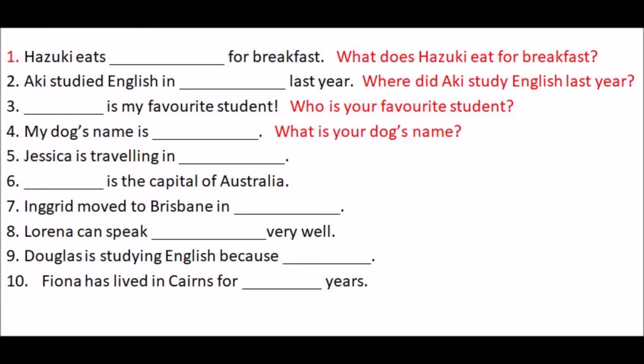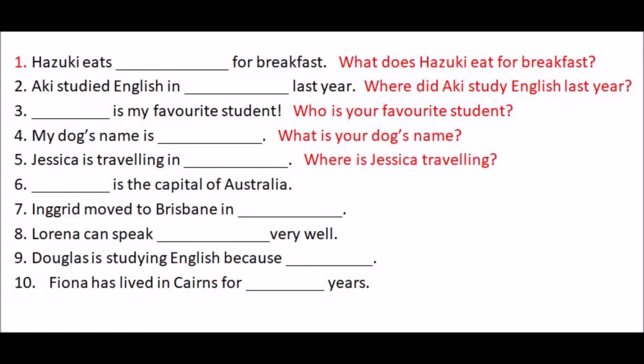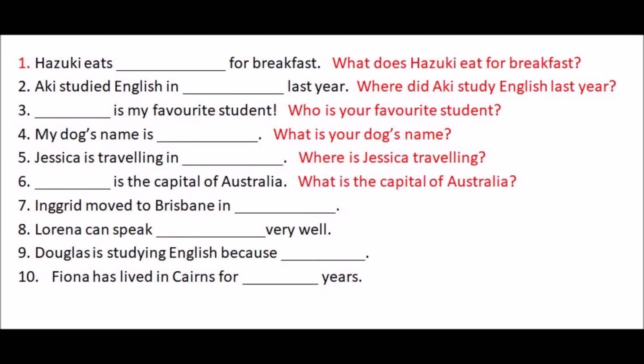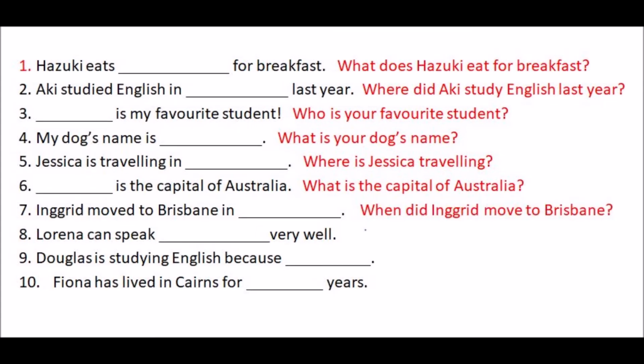Number 5, Jessica is traveling in... And the question is, where is Jessica traveling? Number 6 is the capital of Australia. And the question is, what is the capital of Australia? Number 7, Ingrid moved to Brisbane in... And the question is, when did Ingrid move to Brisbane?